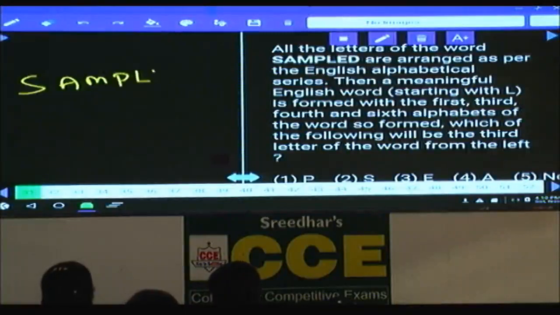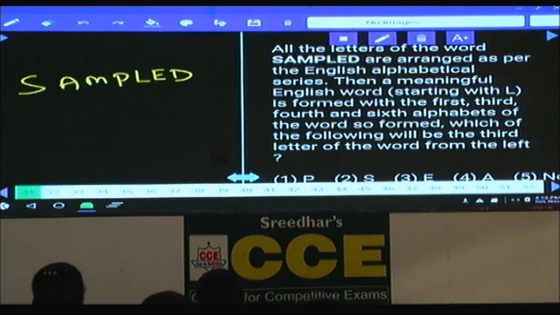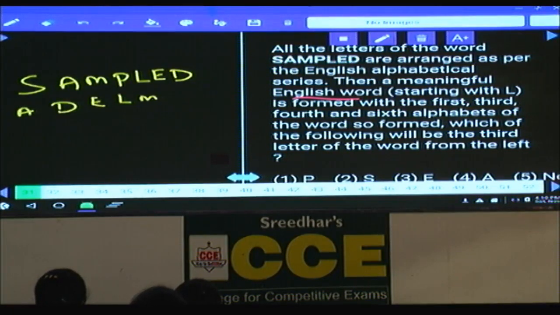P, L, E, D. The letters in the word are arranged in alphabetical order. Then a meaningful English word starting with L is formed with the 1st, 3rd, 4th and 6th letters. First, all these letters should be arranged in alphabetical order: A, D, E, L, M, P and S. Then starting with what? 1, 3, 4 and 6.